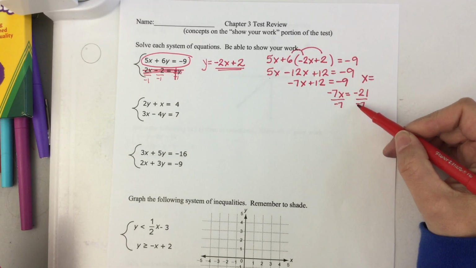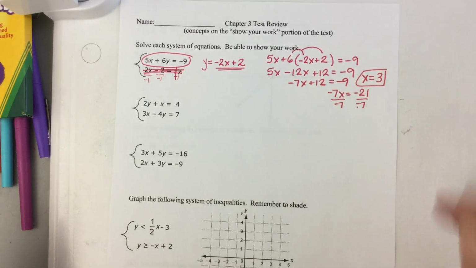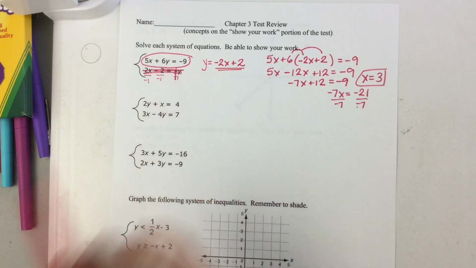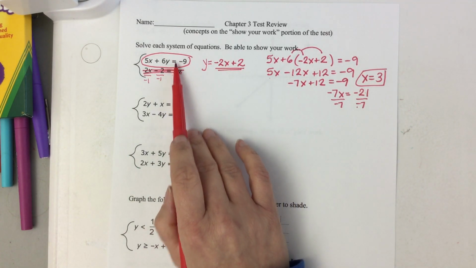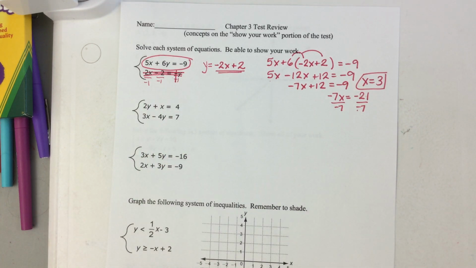Divide both sides by -7, so x is alone. Negative divided by a negative is a positive, 21 divided by 7 is 3. But you're not done yet. Because when you are solving systems of equations, what you're actually finding is, if you graphed these two equations, where on a coordinate plane would they intersect?